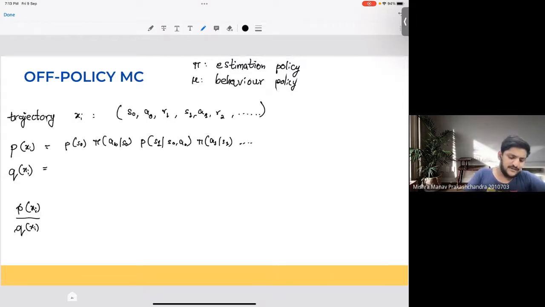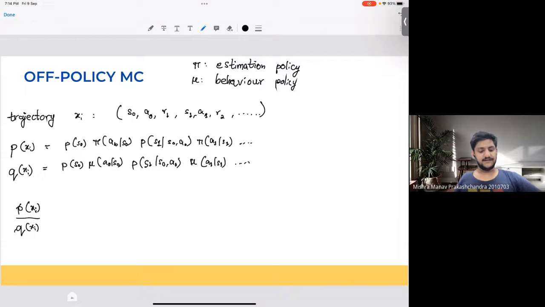Similarly, my behavioral policy, q of xi, should look something like this. Instead of pi, you use mu. This is mu of A0 given S0, p of S1 given S0, A0, mu of A1 given S1, and so on.